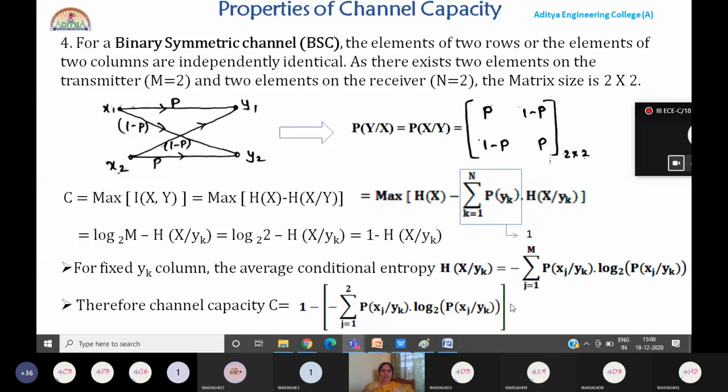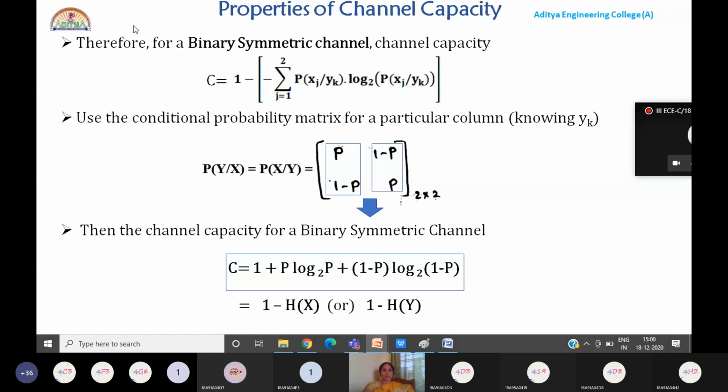So it is 1 minus, I represented H(X/yk) in the channel capacity expression by replacing m as 2. Here minus of minus you will get as plus. So the same expression I have rewritten here: 1 minus of minus summation j = 1 to 2 of P(xj/yk) log P(xj/yk) base 2. These are the elements of the corresponding matrix.